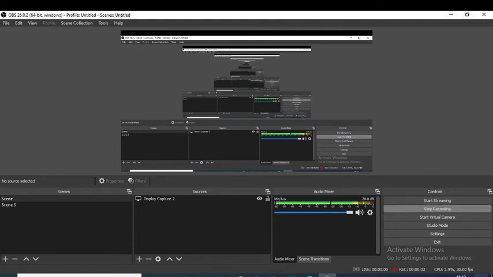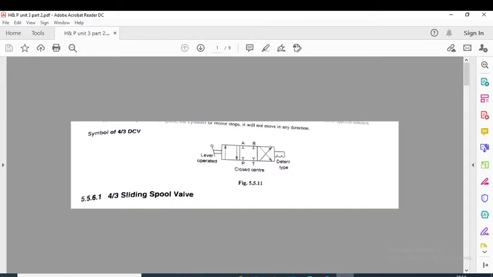Welcome students to today's section of the subject Hydraulics and Pneumatics, and today we are going to see the next part of our chapter number 3. So here I'm opening this PDF, and you can see this 4 by 3 direction control valve here.